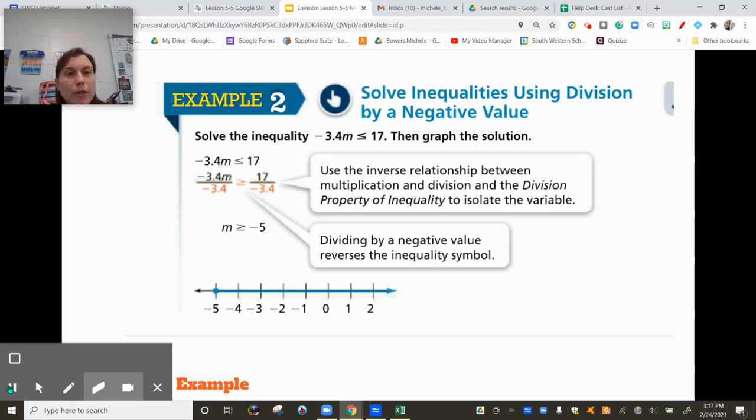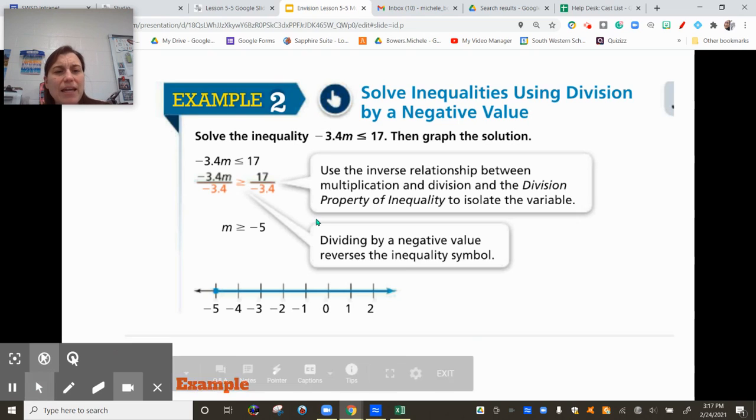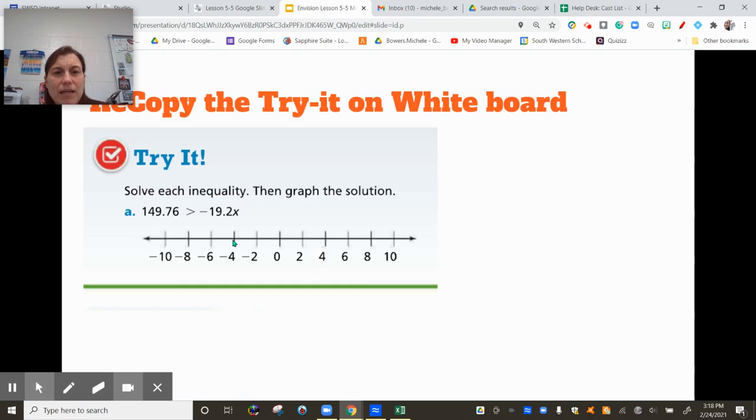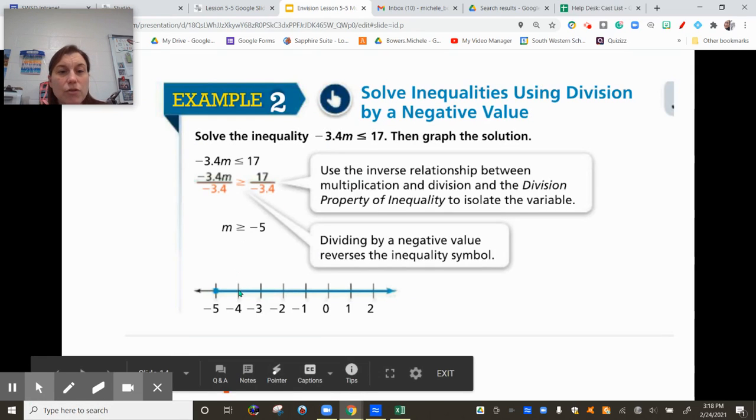So example 2 in your book, after the try it, has another example where you have to divide to solve because it's -3.4m is less than or equal to 17. And so they divide both sides, but look what happens. When they divide both sides, they switched the inequality around. Normally we just bring it down. They switched the inequality. And they graphed to the right here. They graphed things that are greater than -5.